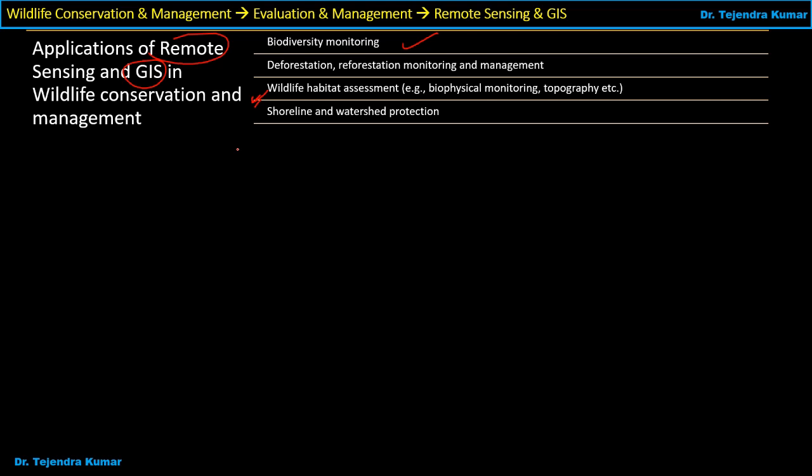Shoreline and watershed protection is now a most important thing, which is also done. The areas which are watersheds or near water bodies, or a country's shoreline likewise, can be managed and seen, such as how much area is submerged, what the speed of it is, how we can protect it, and what things are available there to protect it. So these can be analyzed with this kind of modern technique as well.